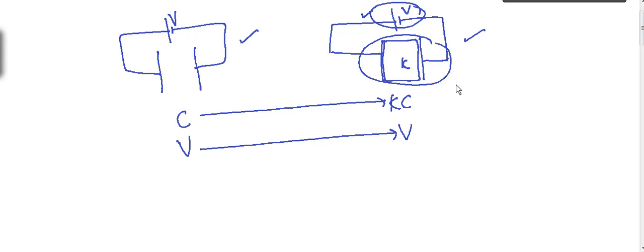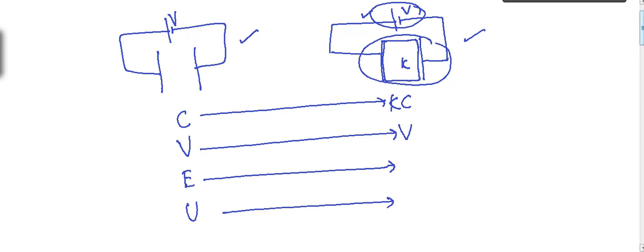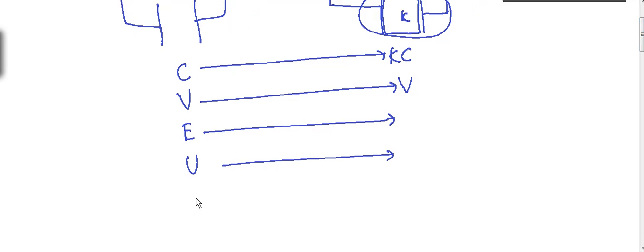What about E? What about U? What about Q? So Q will remain the same, I think. No, Q will not remain the same because here the battery can provide charge. Charge is not isolated. The battery can take the charge or give the charge to make sure that V remains V. See, Q is equal to CV, right?